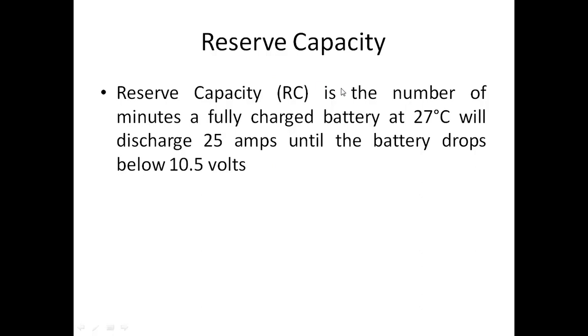Next is the reserve capacity. It is given for large batteries of 12 volts, usually used in the ignition system of trucks and cars. So it gives the full charge number of minutes. A fully charged battery at 27 degree will discharge 25 ampere until the battery voltage drops to 10.5 volts. It is particularly important in car ignitions.